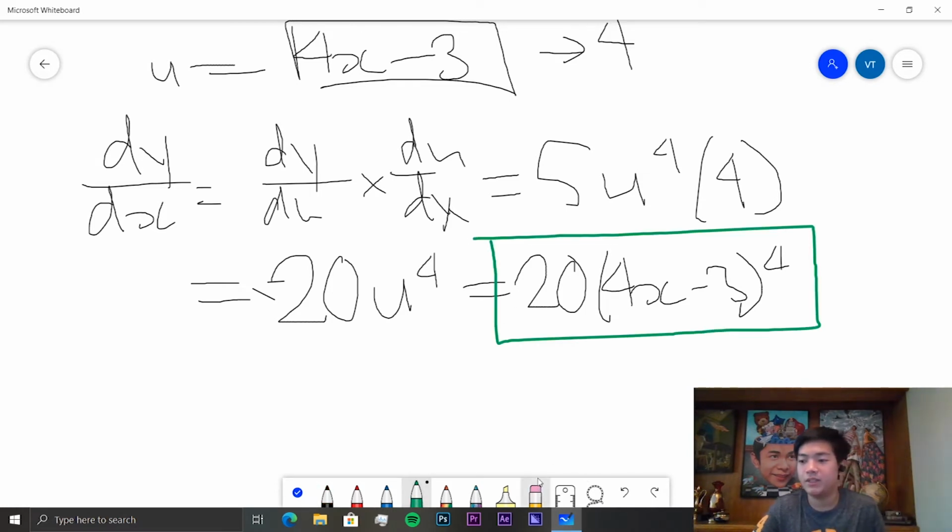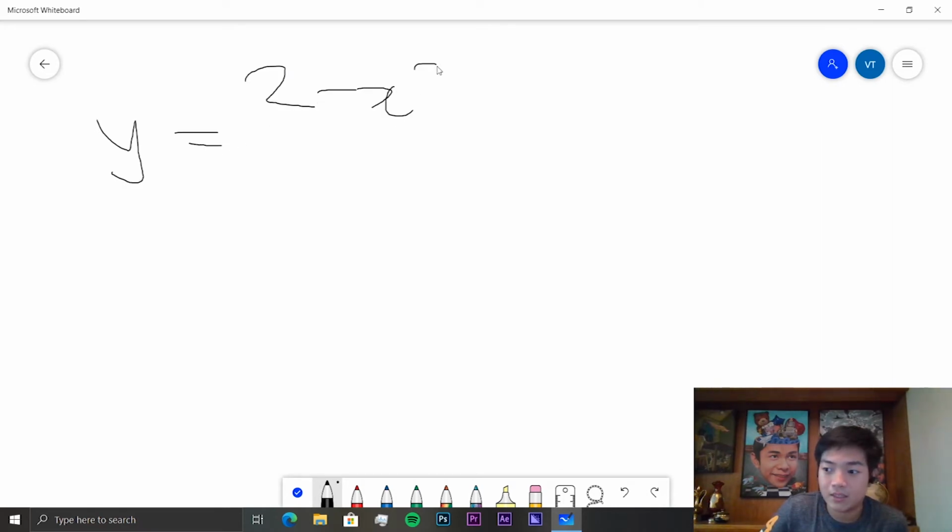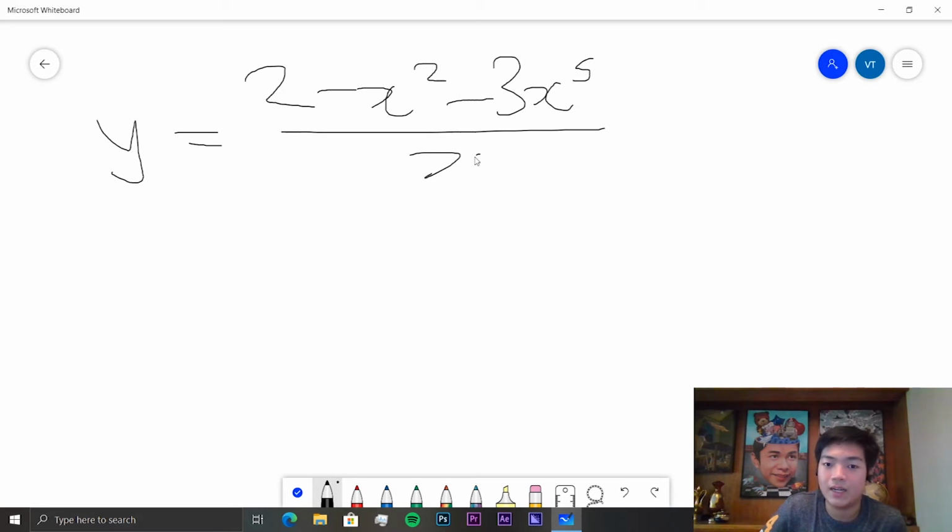Okay, on to the next one. The next function is y is equal to (2 minus x squared minus 3x to the 5) all over x. Do we have to use the chain rule for this? I mean, okay, I guess.